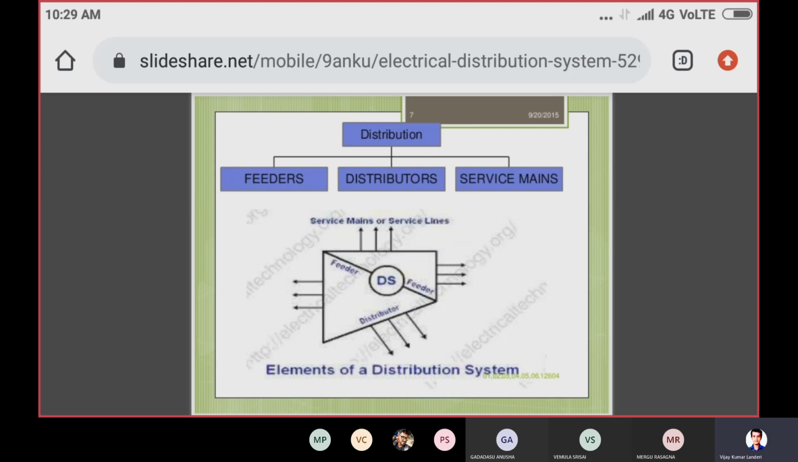Now you can find again the diagram. Distribution is nothing but feeders, distributors as well as the service mains. You can observe in the diagram that from the distribution system, feeders are coming outside. From the feeders, the distributors are carrying the power. From the distributors, if bulk loads are connected to the system, the power is given directly to the bulk loads, or else by means of the service mains, the power is given to the consumers. These are all the elements of the distribution system.